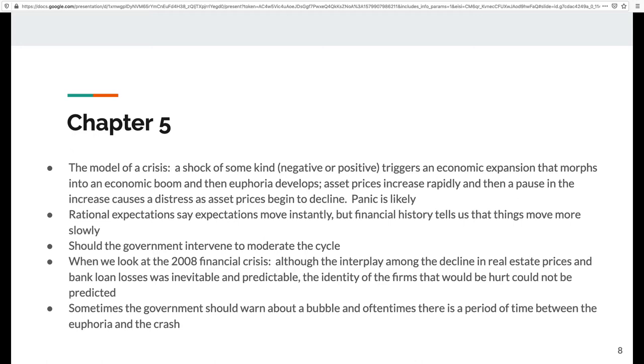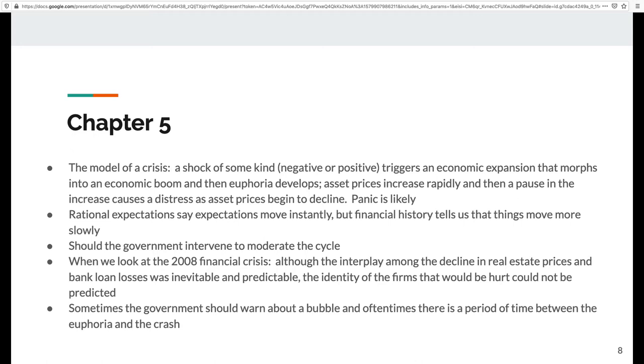That first bullet point here is essentially the model of how a crisis occurs. If you're an economist and you look at that first bullet point, you would believe in rational expectations. So you should basically go from the first part of this to the last part of this instantaneously. We know that that doesn't happen. So we know that the economist assumption of rational expectations is not true. Really, what we have to decide, and what is discussed a bit in Chapter 5, is whether the government should try to intervene to make this economic expansion not so severe and the economic boom not so big.